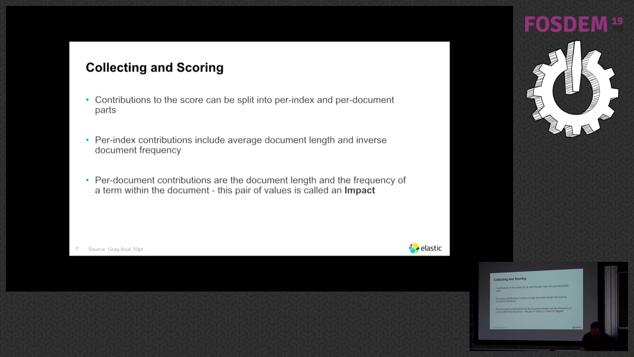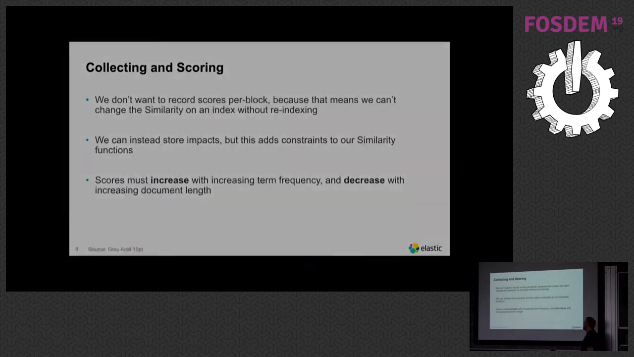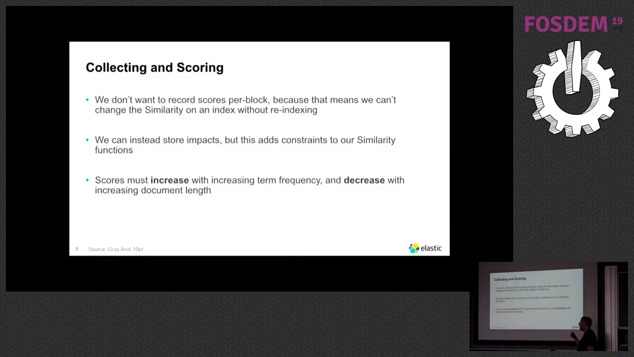Now, what you can do is, instead of storing the calculated score in the skip lists, we can store this impact, this pair of values. Now, obviously, this comes with a trade-off, and the trade-off is that we need the similarity to behave in a certain way when this pair of values changes.